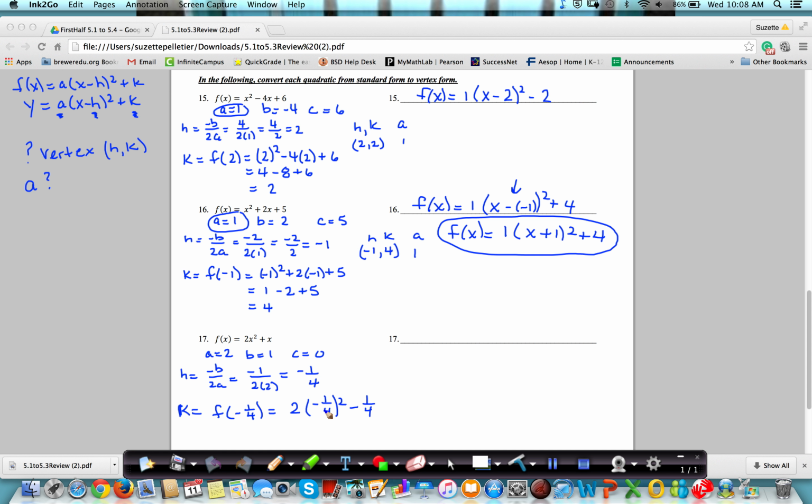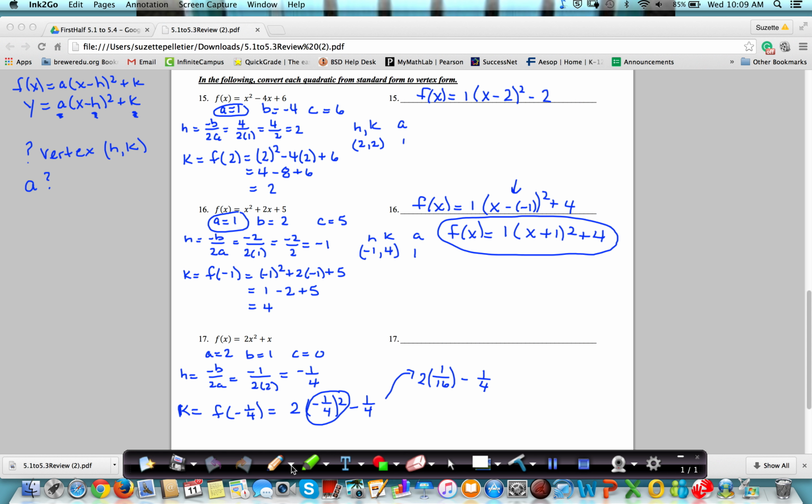All right. 1/4 times 1/4. -1 times -1 is +1. I'm going to do my work over here. Okay, and 4 times 4 is 16. So now I have 1/16 times 2 minus 1/4. So I just did this part. I just did -1/4 squared, and that gave me 1/16, okay?